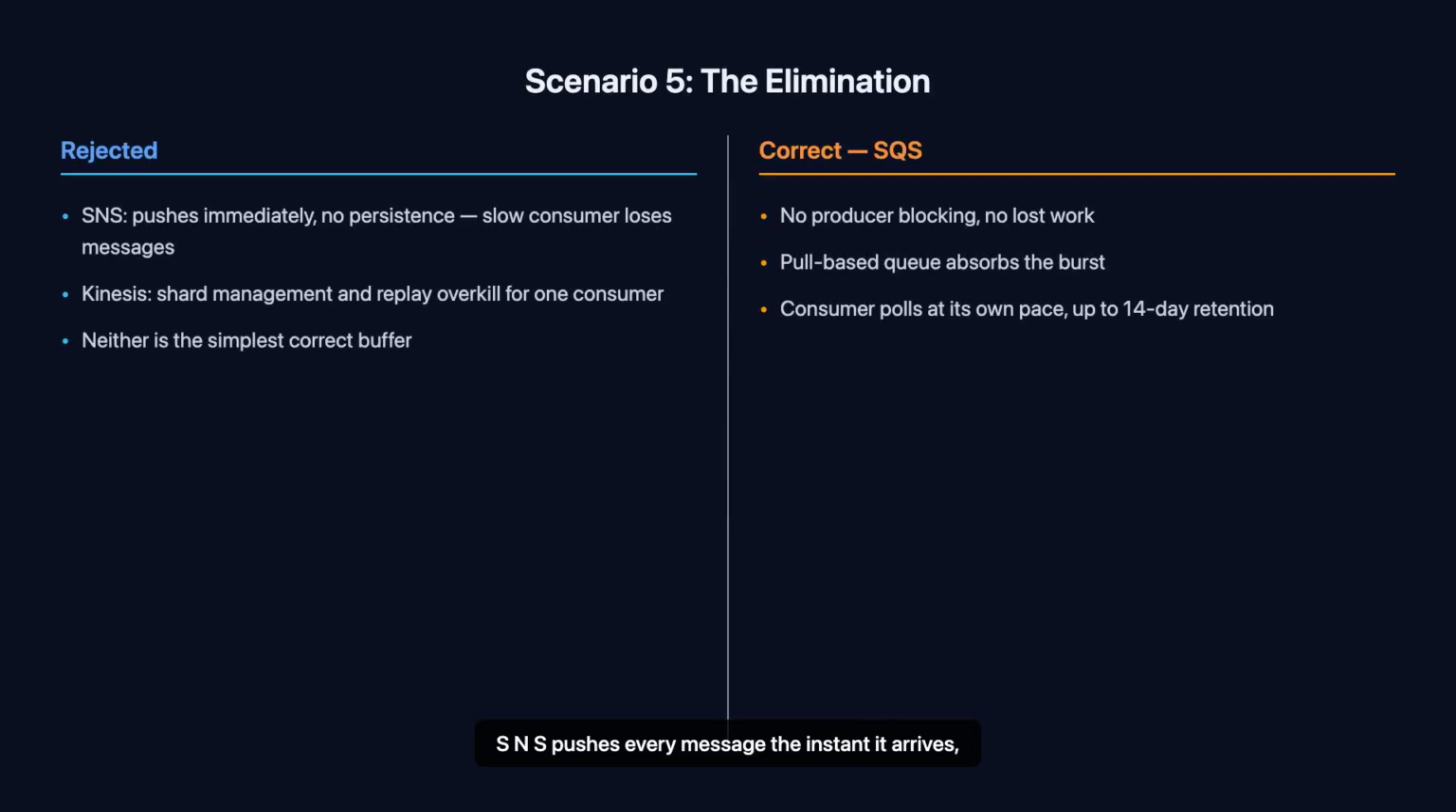SNS pushes every message the instant it arrives with no persistence. If the consumer is slow or briefly down, those messages are gone. That violates the no-loss-of-work requirement, so it's out. Kinesis could technically buffer, but it's built for ordered replayable streams across multiple independent consumer groups, and it drags in shard management. For one slow consumer, that's overkill on cost and complexity. SQS is the clean fit, a pull-based queue that absorbs the burst, lets the consumer pull at its own pace with up to 14 days of retention, and never blocks the producer.